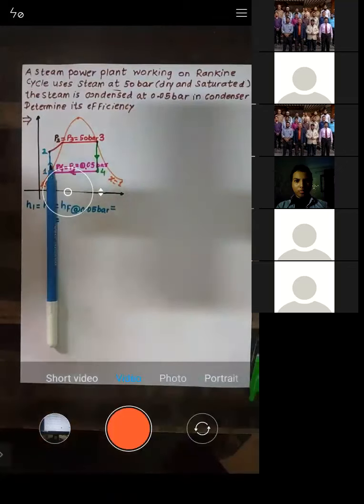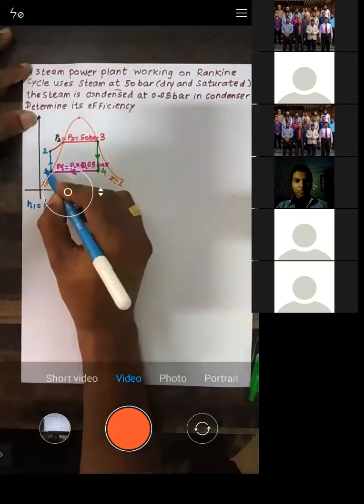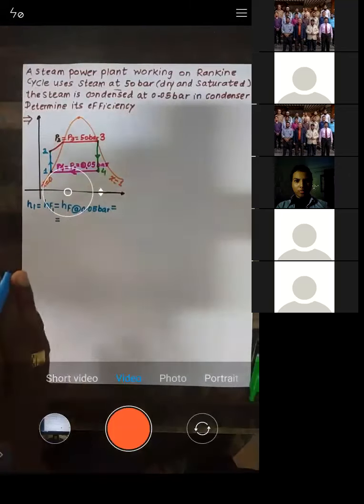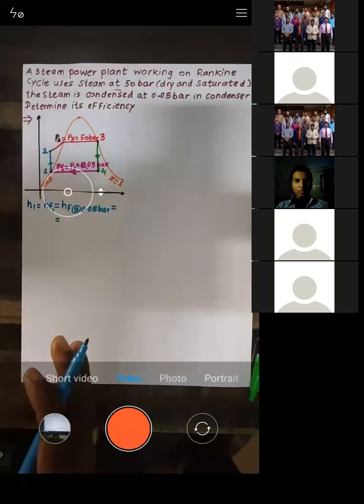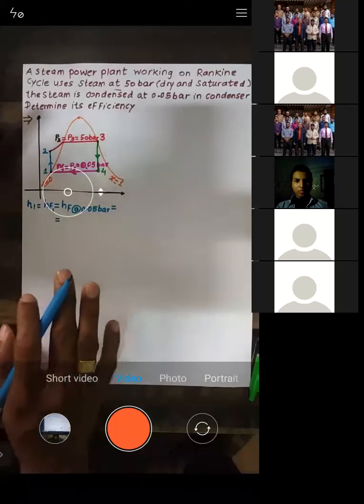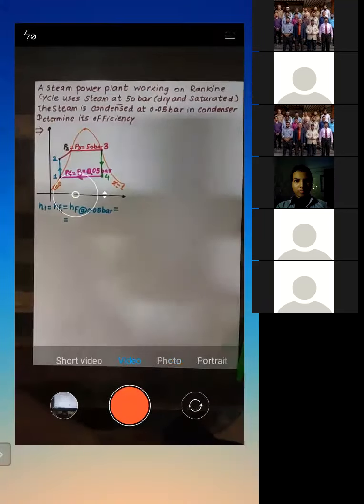Yes, sir. Okay, so see, when we see point number one, the fluid is liquid. As it's a liquid, obviously I need to go for either table number one or table number two. I will go for table number one when I know the temperature, and I will go for table number two when I know the pressure.